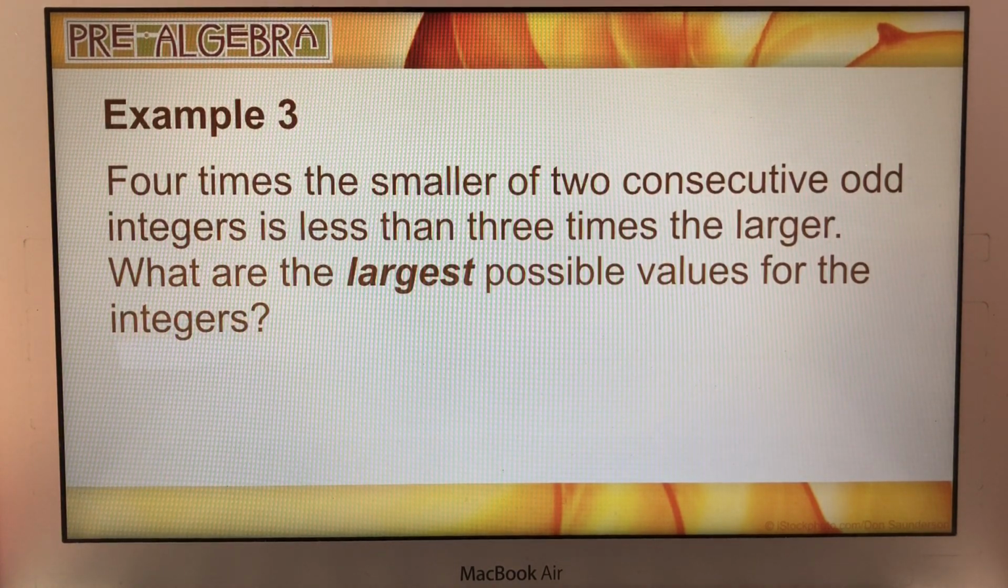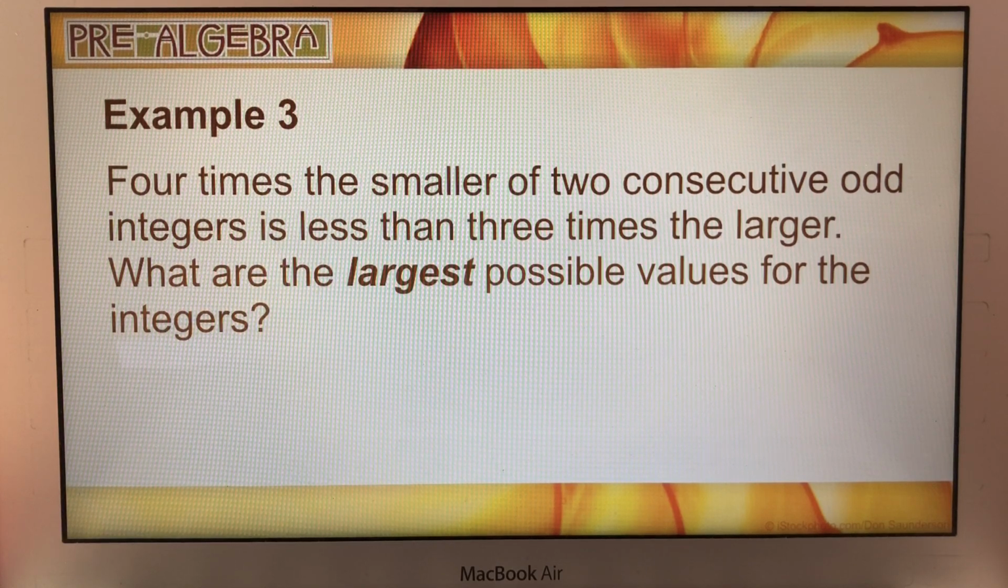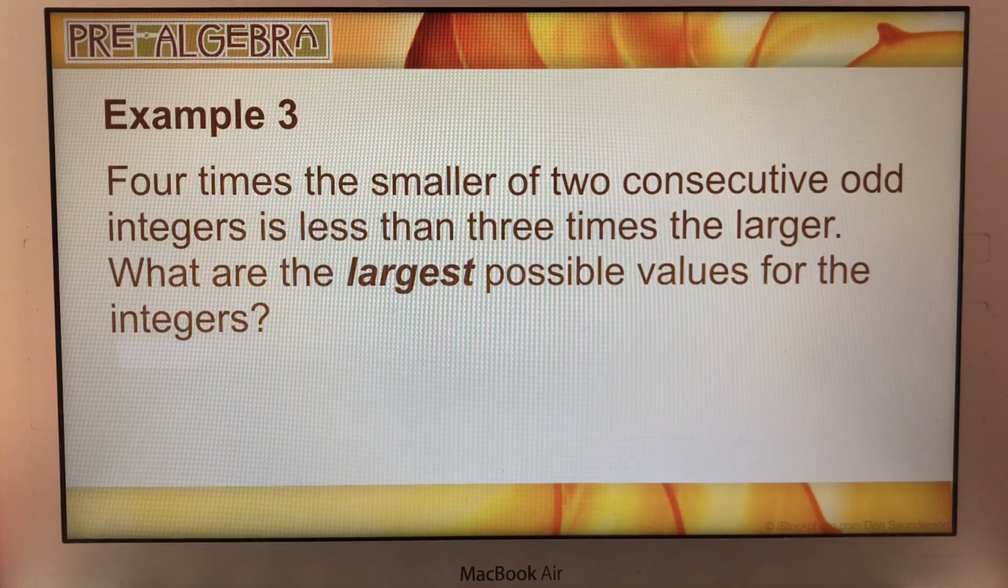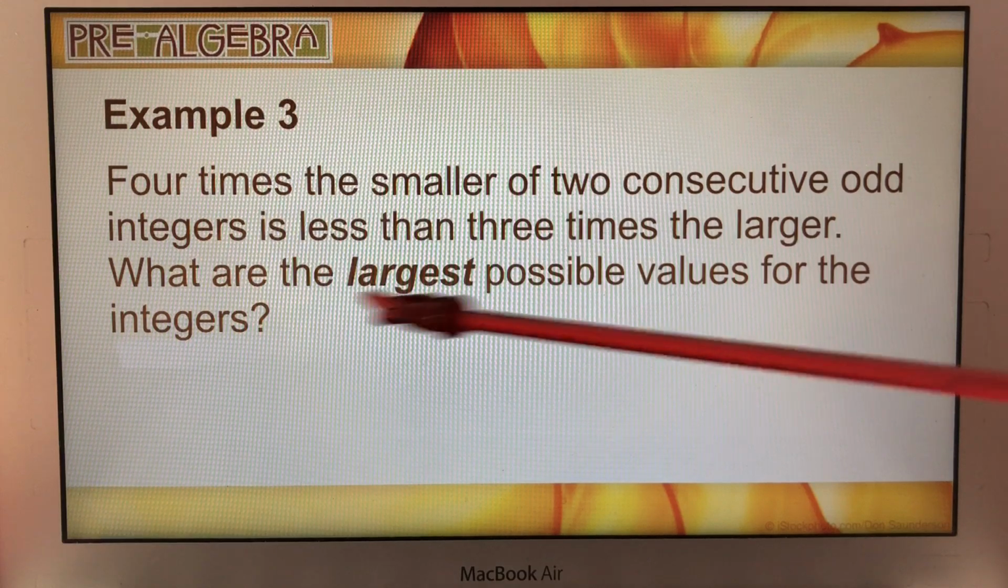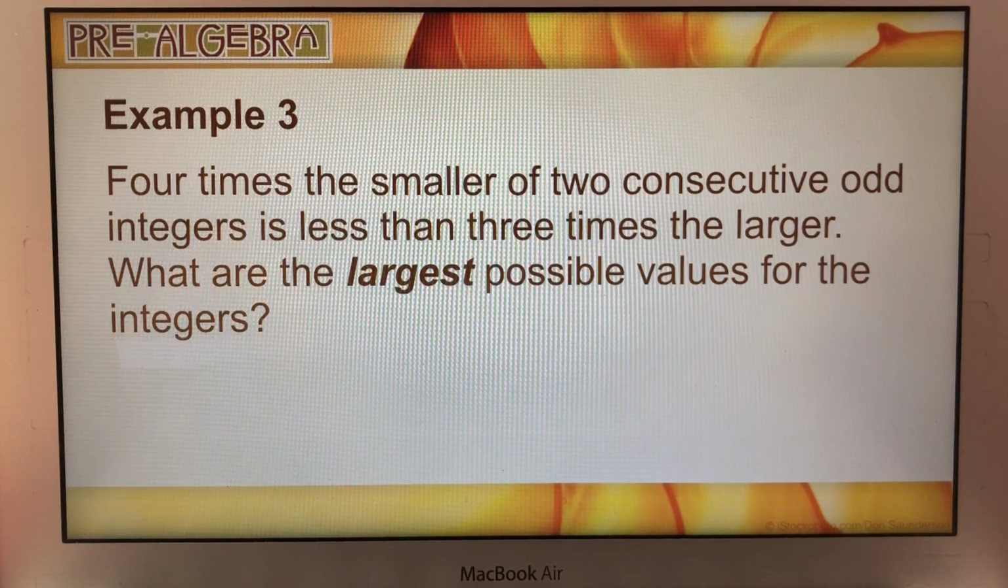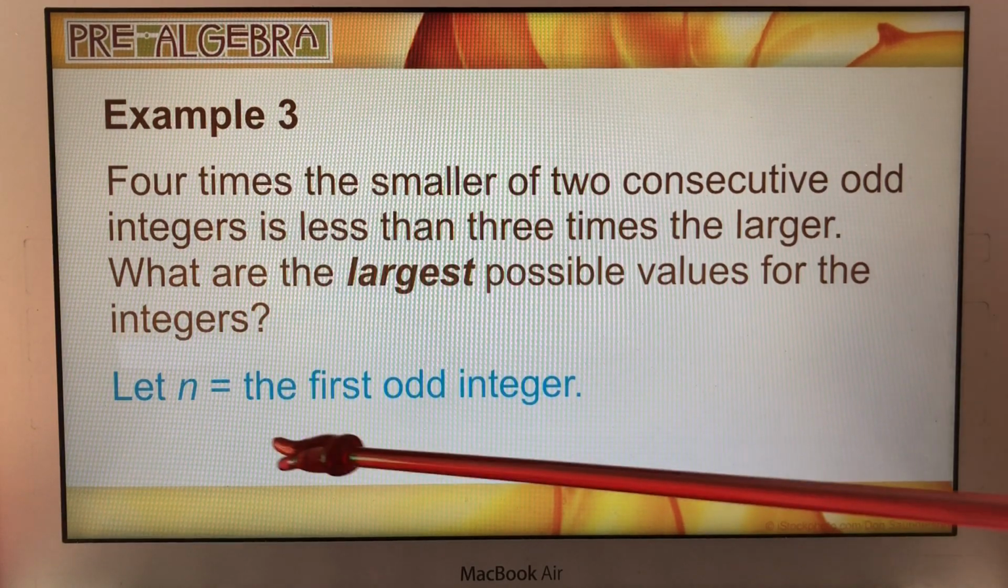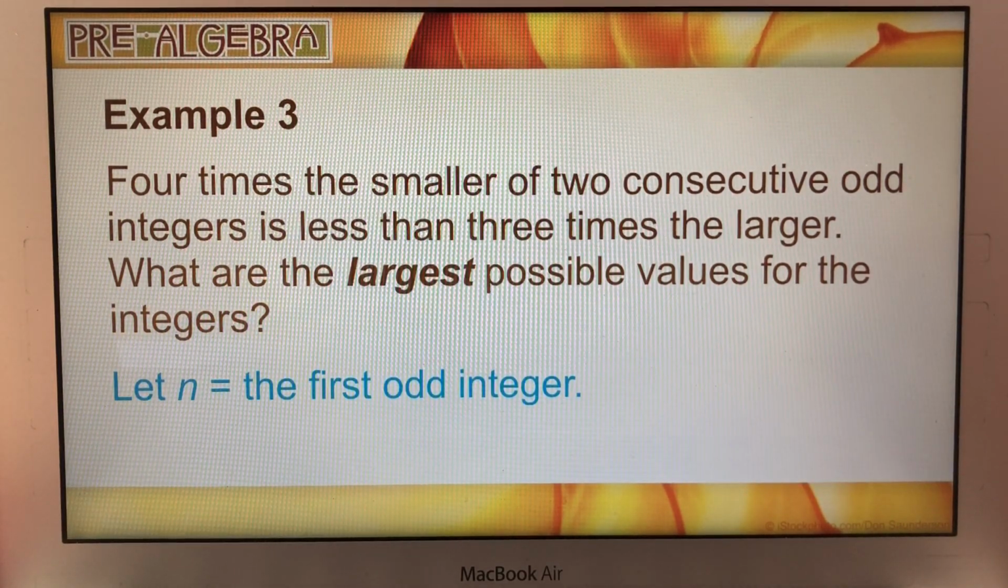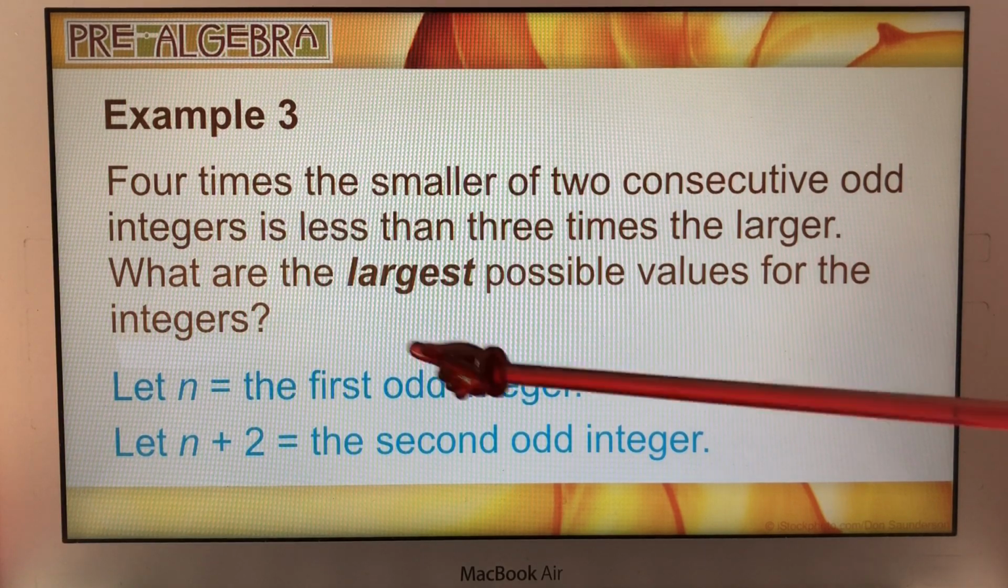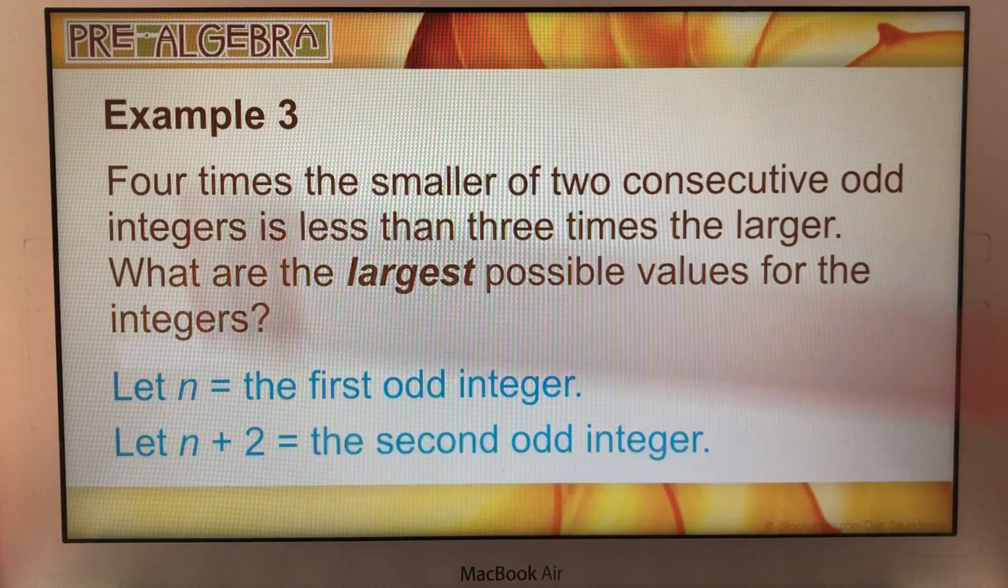All right, let's take a look at this here first. Example: 4 times the smaller of 2 consecutive odd integers is less than 3 times the larger. What are the largest possible values for the integers? So first we need to define our variables. We're asked to find the largest possible values for the integers. Okay, so first we have to let n equal the first odd integer. The second odd integer will be n plus 2.